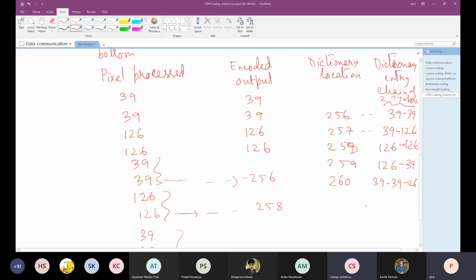Sir, at the 260 location, will it be 126, 39, 39 or 39, 39, 126? No, 261 would be next, 126, 126, 39. And 262 would be, say, four symbols, 39, 39.